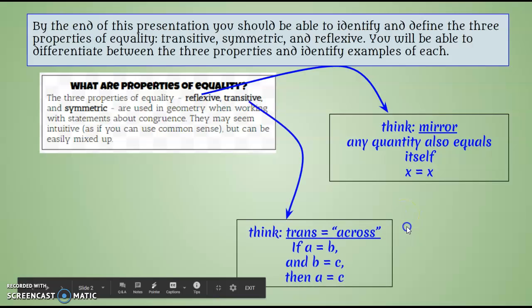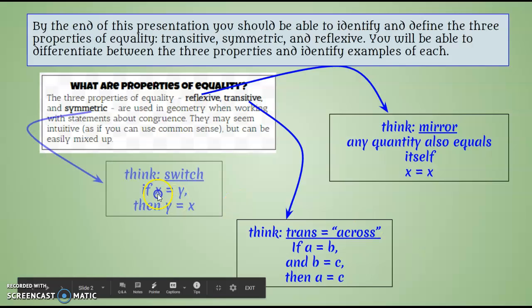The transitive property is the same as the law of syllogism, so you're going to think trans equals across. If A equals B and B equals C, then you can just say that A equals C. So if you can just think about the B being like the bridge or the connector between A and C, then that's like the trans, you know, transatlantic means across the Atlantic.